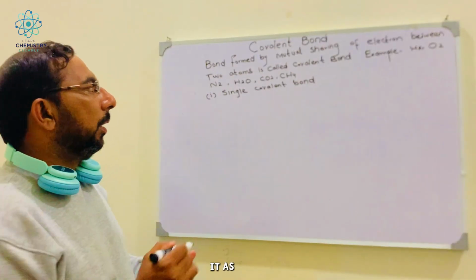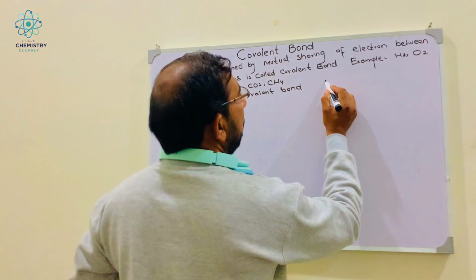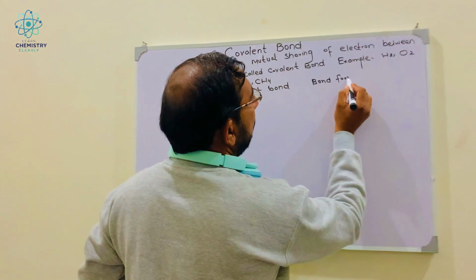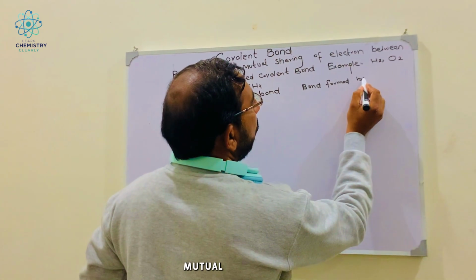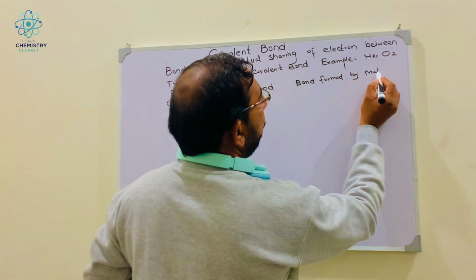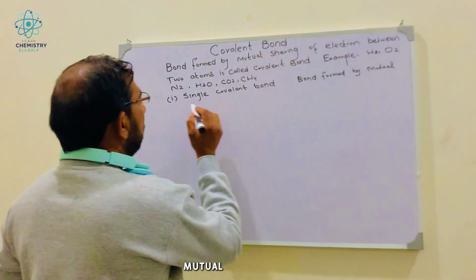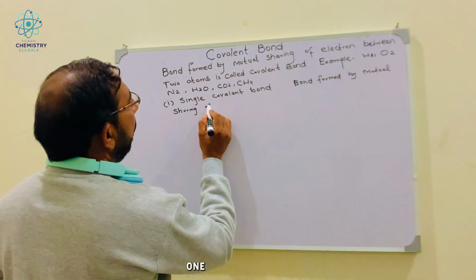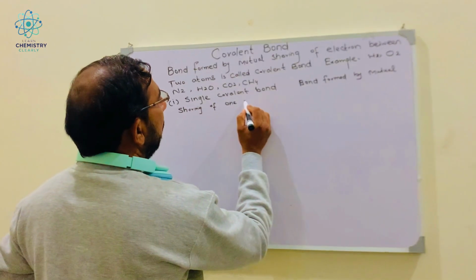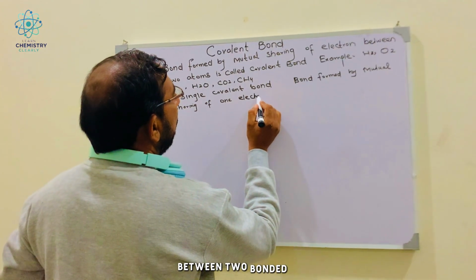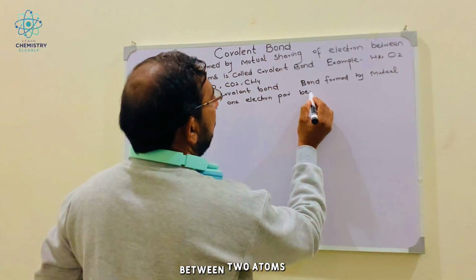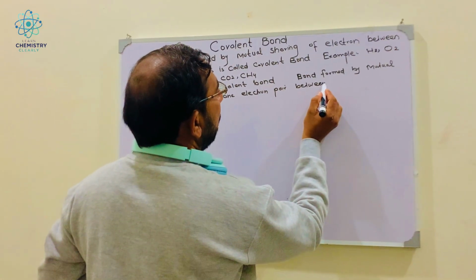We can write it as the bond formed by mutual sharing of one electron pair between two bonded atoms. One electron pair between two atoms.